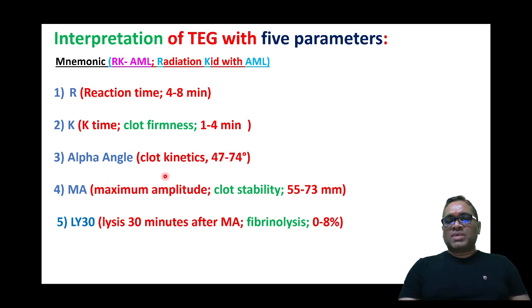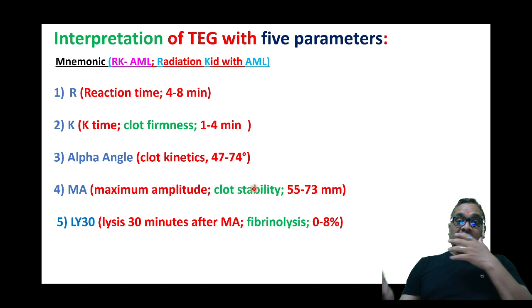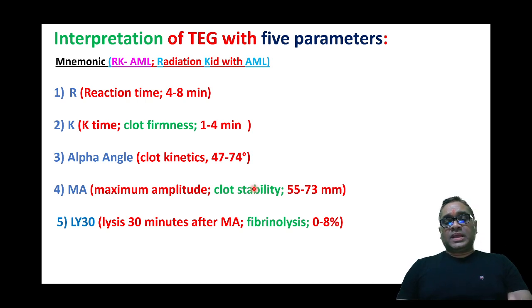MA, maximum amplitude, is clot stability. When platelets come and interact with the fibrin, clot stability is measured as the maximum amplitude, which is 55 to 73 millimeters. After the clot formation, as we all know, fibrinolysis will start, and it is measured 30 minutes after the maximum amplitude, which is 0 to 8%. So now you understand.